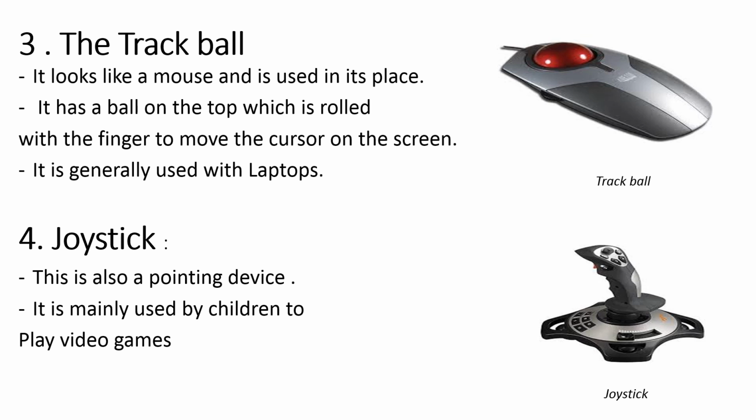Now, we have studied in the previous slide that a mouse has three buttons: left button, right button, and a scroll in between. A trackball has only a ball on the top, and we have to roll that ball with our fingers to move the cursor on the screen. Means we have to roll that ball in the direction that we want the cursor on the screen to move. It is generally used with laptops.